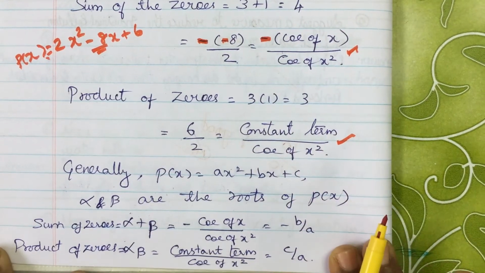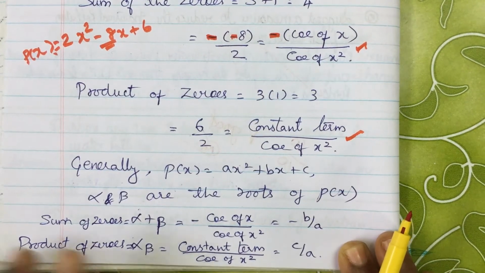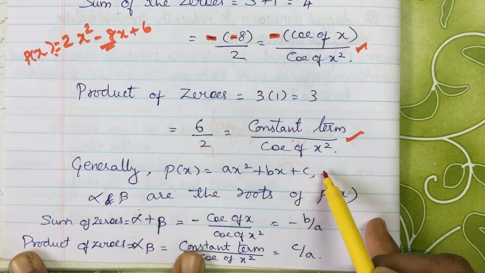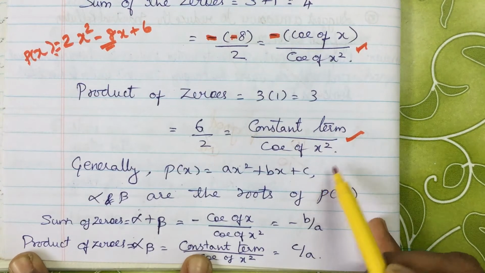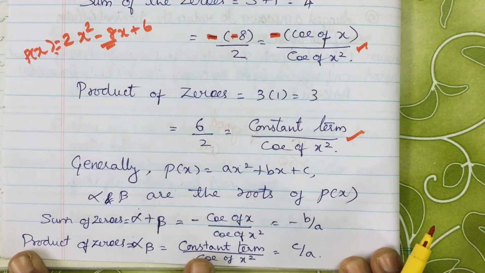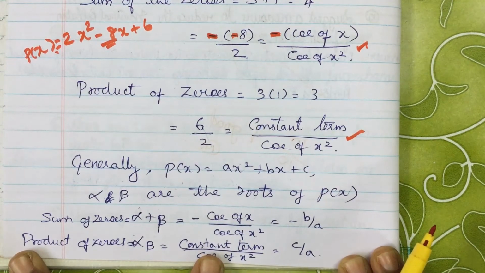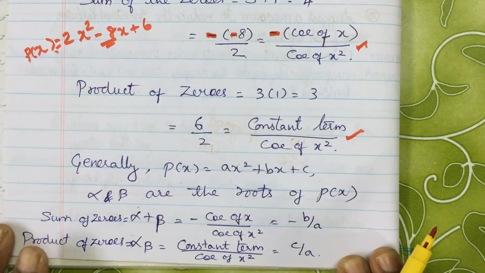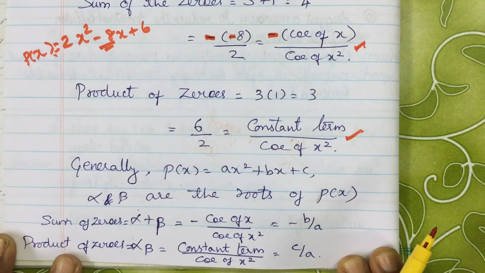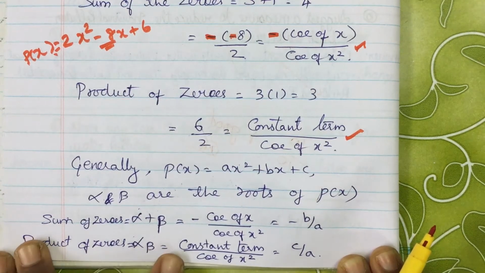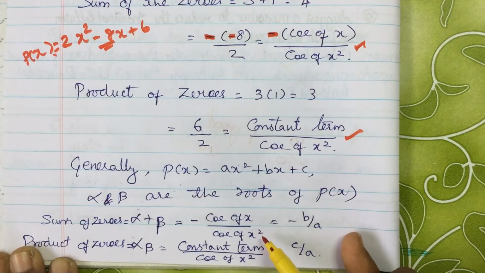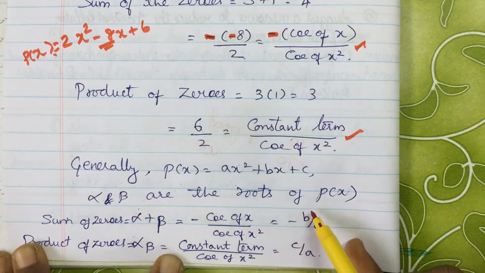So generally, in order to frame it as a formula, the polynomial should be of the form ax square plus bx plus c, and assuming alpha and beta are the roots of the given polynomial p of x, then the sum of the zeros, the two roots we are considering here, alpha and beta. So alpha plus beta is the sum, right? So alpha plus beta should be equal to minus coefficient of x divided by coefficient of x square. That is nothing but minus b by a.